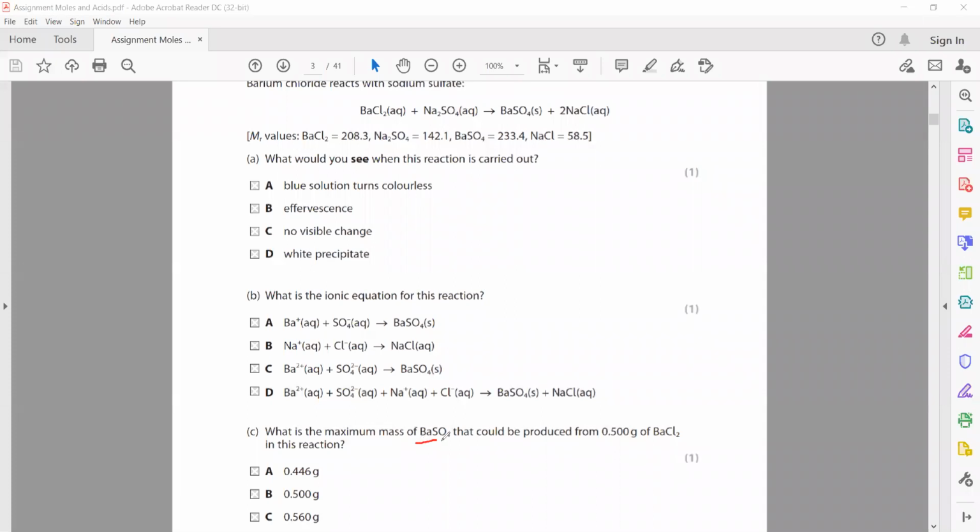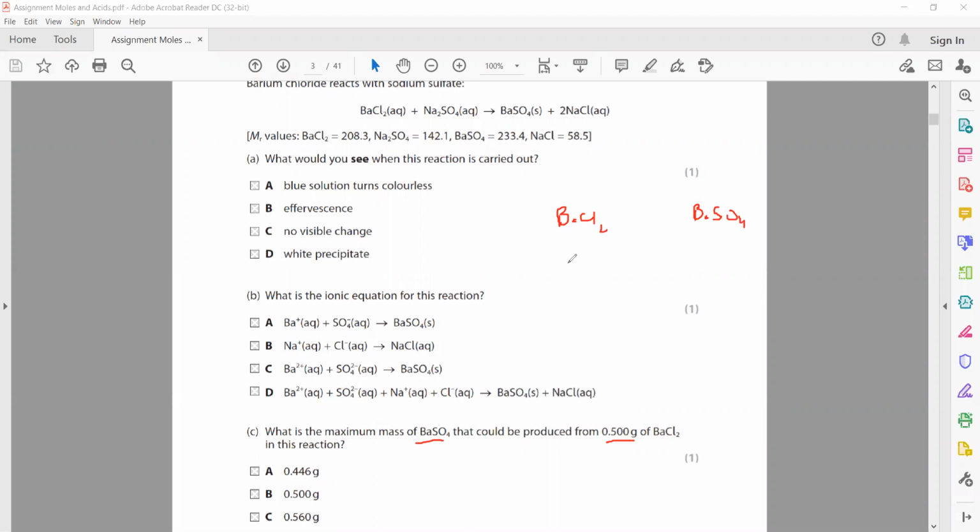We want the mass of barium sulfate and we have the mass of barium chloride. So the barium chloride mass is given and we need barium sulfate. So we'll take a ratio of their masses for barium chloride to barium sulfate.